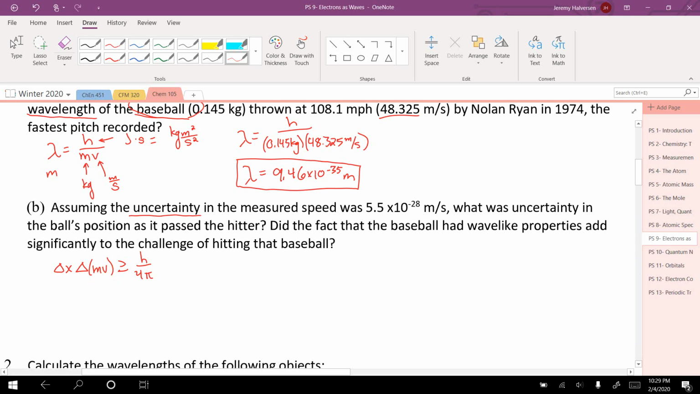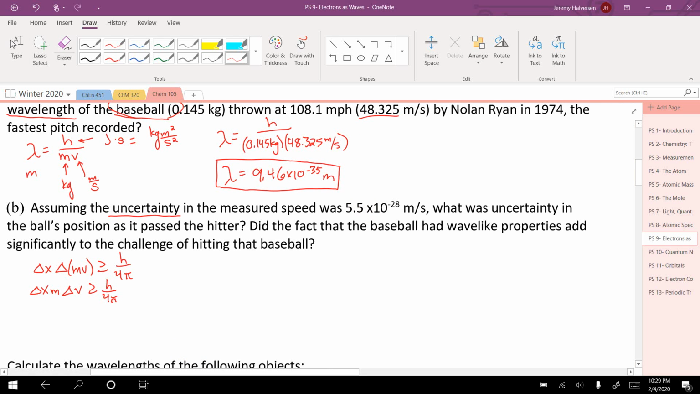We can use the uncertainty in the speed to find the uncertainty in the position. Now we're going to do something here because we know the mass of the baseball. There's no uncertainty there. We can take delta x and pull out the mass and just get delta v by itself. That's greater than or equal to h over 4 pi. We're not really just pulling out the mass, we're applying the chain rule from calculus, but it cancels out to that, and so that's just fine. So the uncertainty in the speed is 5.5 times 10 to the negative 28 meters per second. What's the uncertainty in the position?